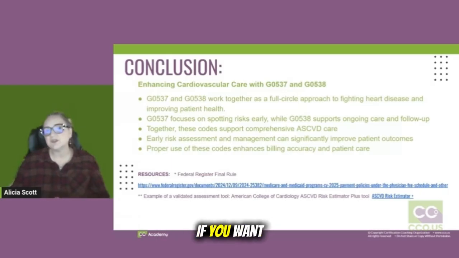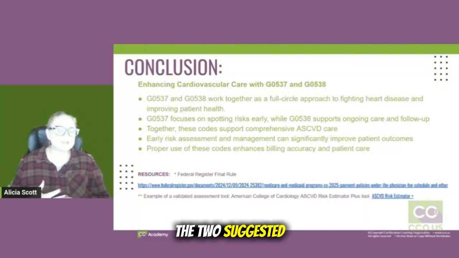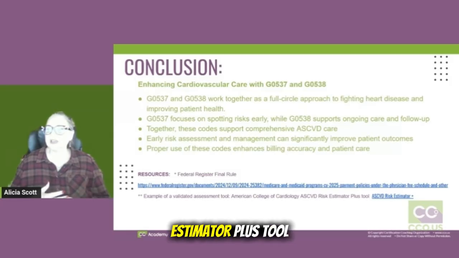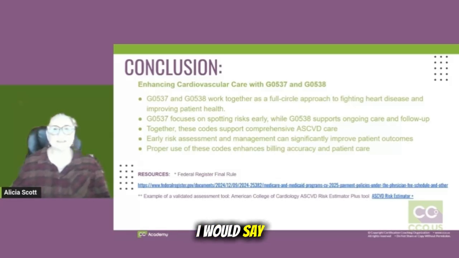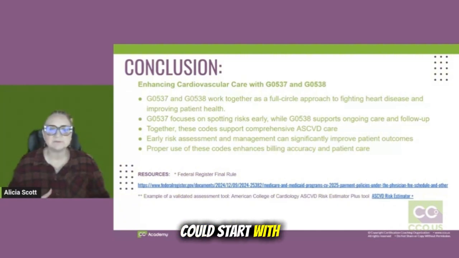The resources, if you want more information about these two new codes, is to go to the Federal Register rule, and we have that link here on the slide. The two suggested groups that you go to, probably the number one would be the American College of Cardiology and the ASCVD Risk Estimator Plus tool. I would say if you're going to implement this in your office, go back and tell them that this is available, that would be a standard form that you could start with.